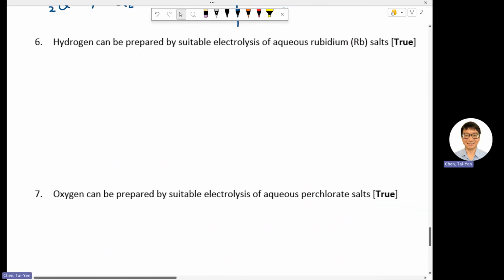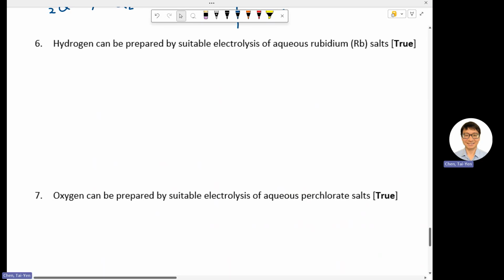In this specific question, it says the hydrogen can be prepared by suitable electrolysis of aqueous rubidium salt. The keyword is hydrogen, that is what you want to see. Electrolysis is the process, and the salt you have is aqueous rubidium salt. That's a lot of information here. So this is apparently an electrolysis question, and we want to know, can the hydrogen be produced by electrolysis with water?